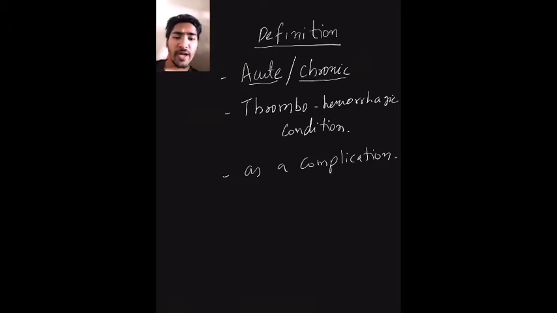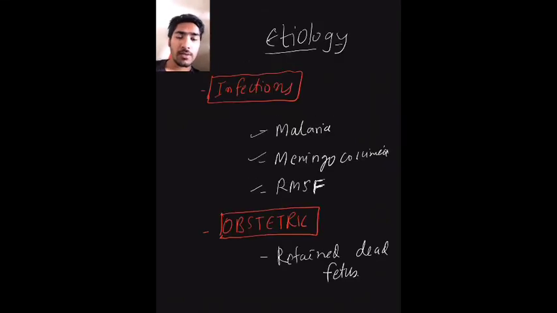So when you define, write it as it's a widespread acute or chronic thrombohemorrhagic condition occurring as a complication to certain conditions. Let me repeat. It's a widespread acute or chronic thrombohemorrhagic condition occurring secondary to the complications of certain conditions. So let me discuss those conditions, that is your etiology part.